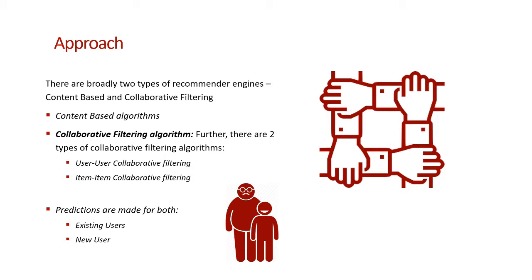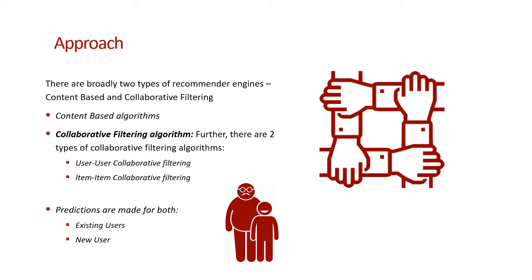There are broadly two types of recommender engines, content-based and collaborative filtering. Content-based algorithms are strongly based on deriving the context of the item. Collaborative filtering algorithm is entirely based on past behavior and not on the context. There are two types of collaborative filtering, user-user and item-item similarity-based collaborative filtering.